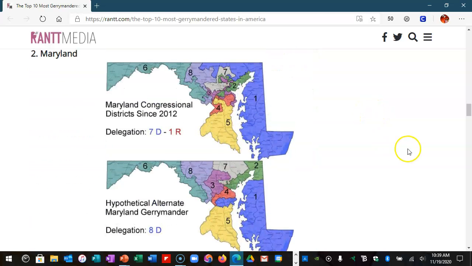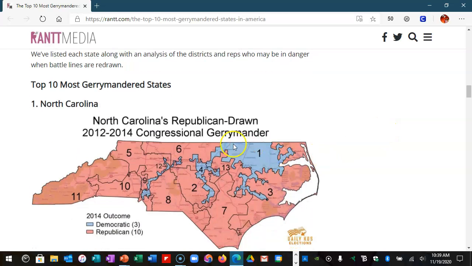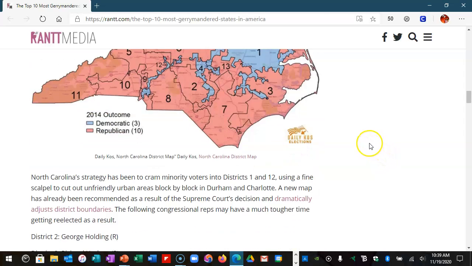Now let's take a look at Maryland. But I would say that North Carolina is fairly gerrymandered. You can see it's all these areas. These are rural areas in North Carolina, mainly rural areas, that send Republicans to Washington, D.C., and cities tend to send Democrats to Washington, D.C. That's not 100% across the board, but that's how it is, at least in North Carolina.